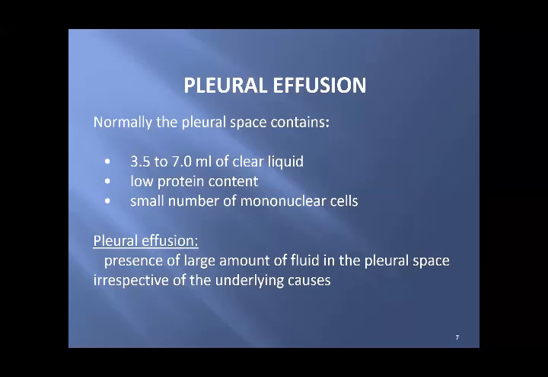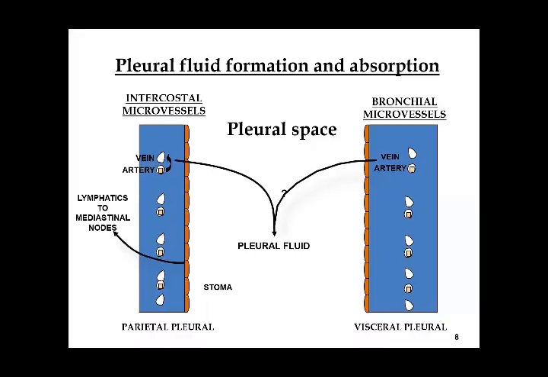So normally the pleural space contains 3.5 to 7 ml of clear liquid. That is only to prevent friction between the two layers of the pleural space. It has very low protein content, and a very small number of mononuclear cells are there for immunity only. Whereas pleural effusion is the presence of a large amount of fluid in the pleural space, irrespective of the underlying cause.